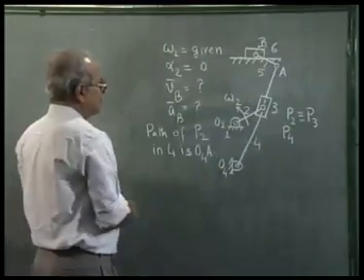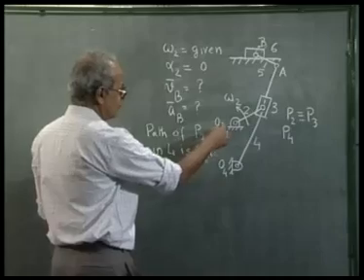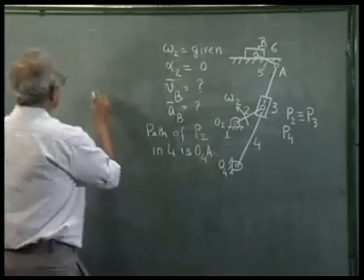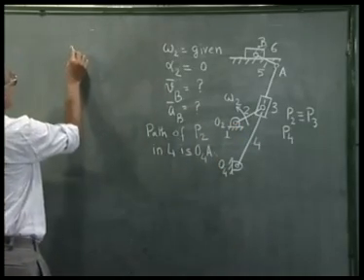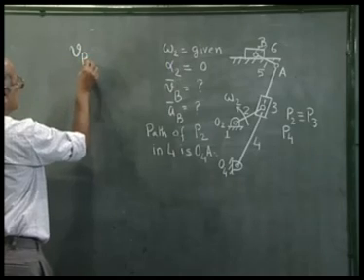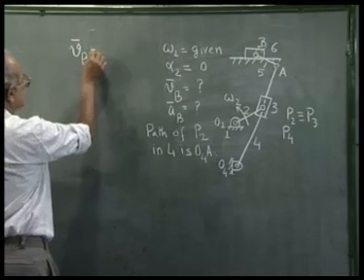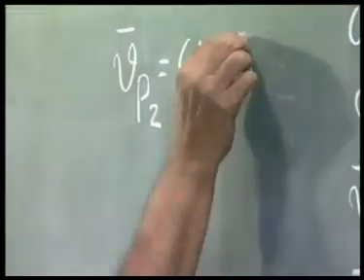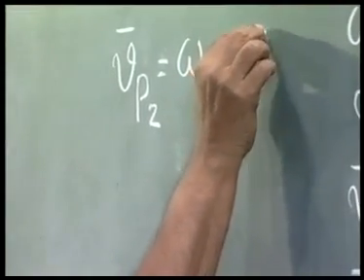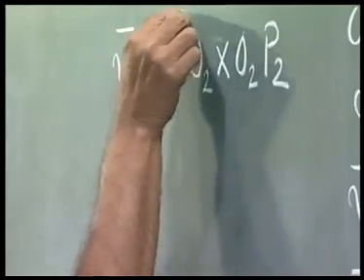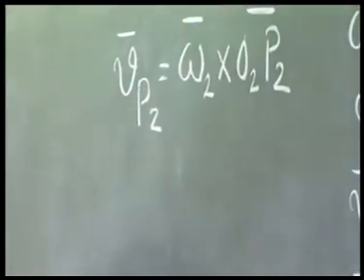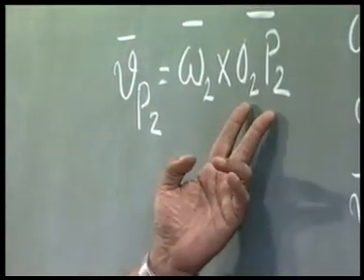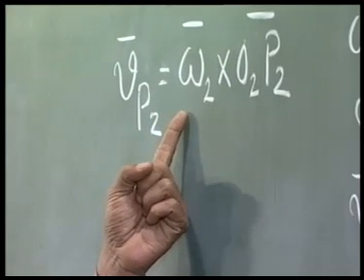To do the velocity analysis, we start as usual from the input end. So, we know the velocity of the point P2 is omega 2 cross O2 P2, which is completely known because the vector O2 P2 is known and also the angular velocity vector omega 2 is known.